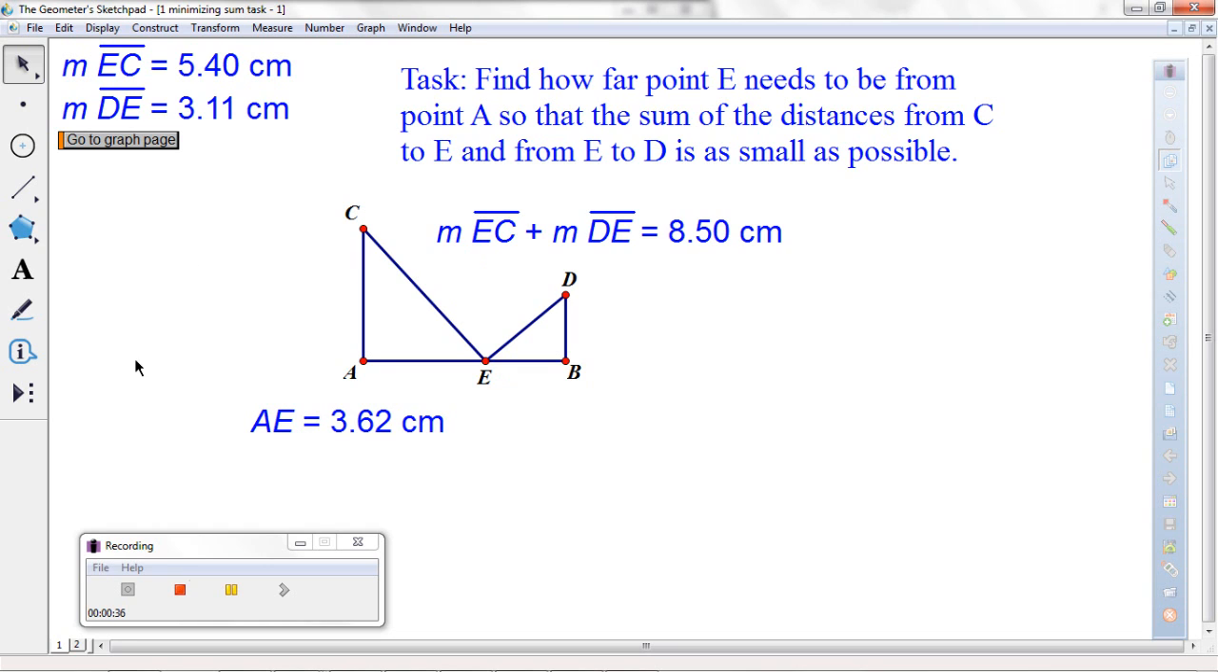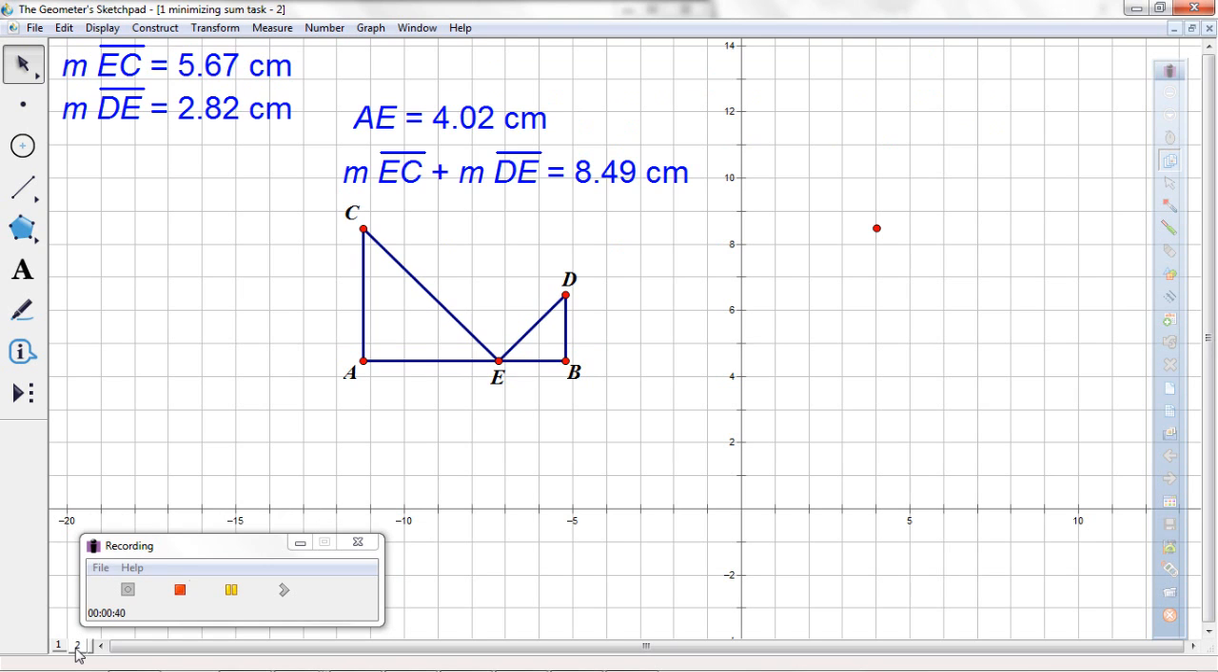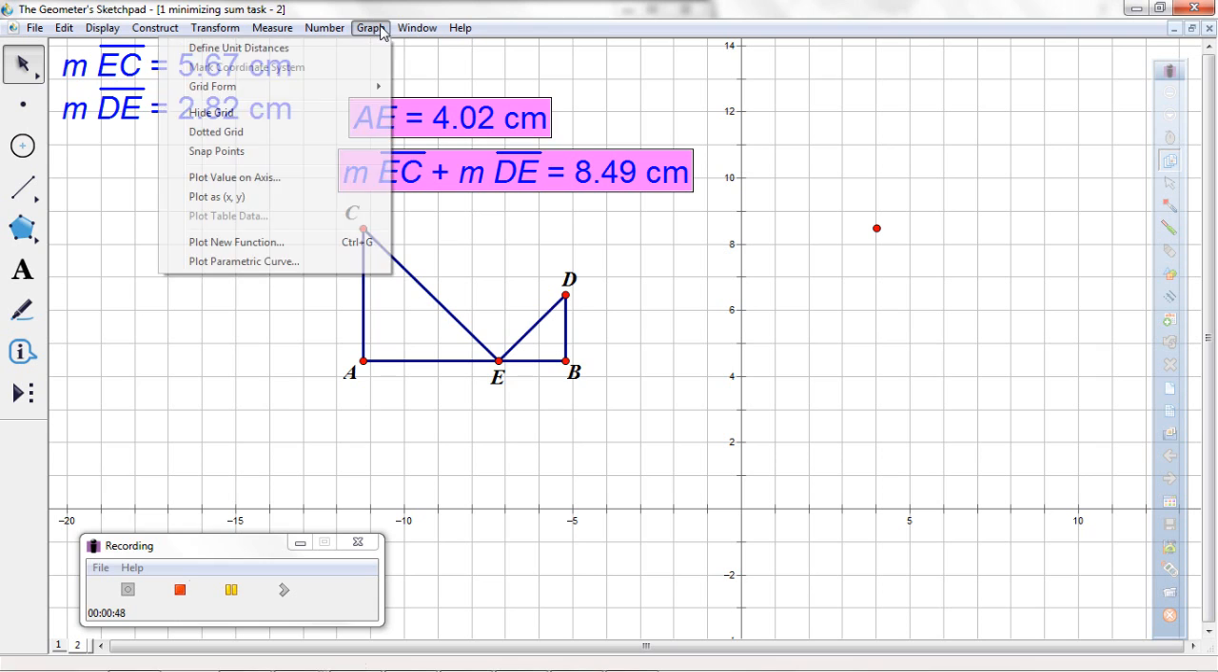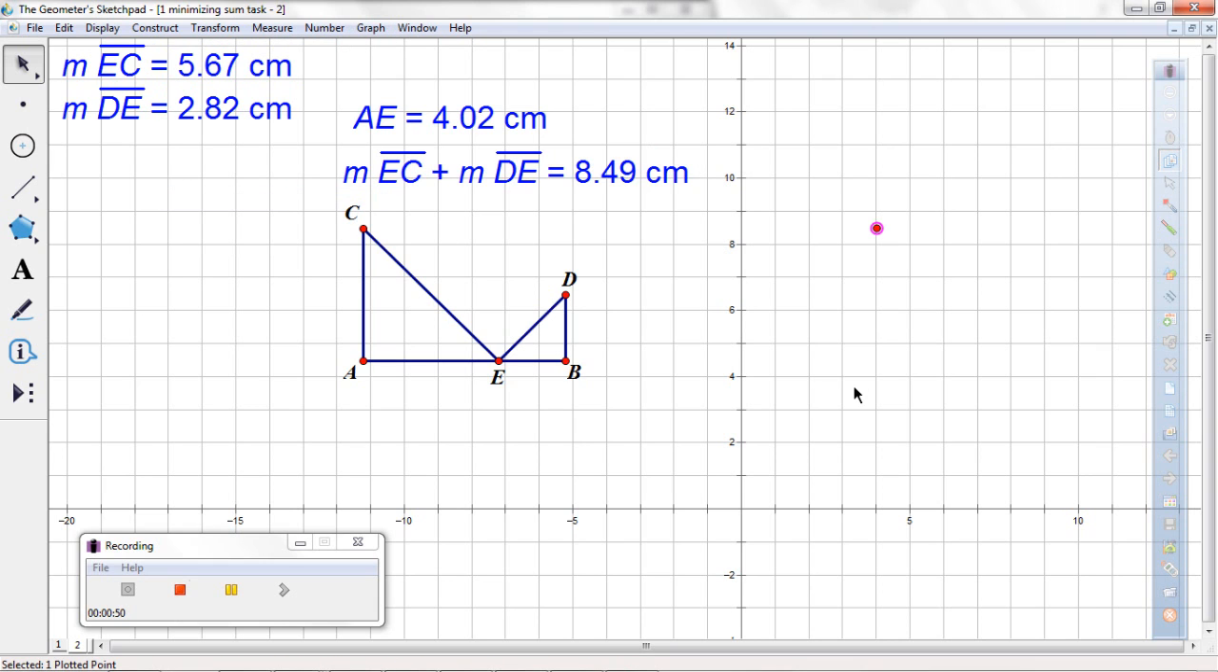So one way to go about doing that is to look at graphs. So what you can do is you can take this distance measurement, AE, and you can take that sum, and you can plot it as a point XY, and I can move it around. Okay, so this point's traced right now.